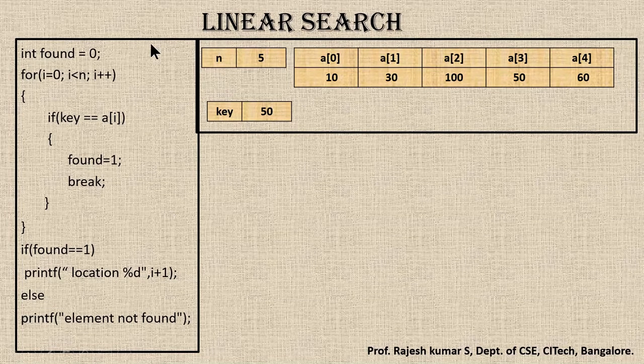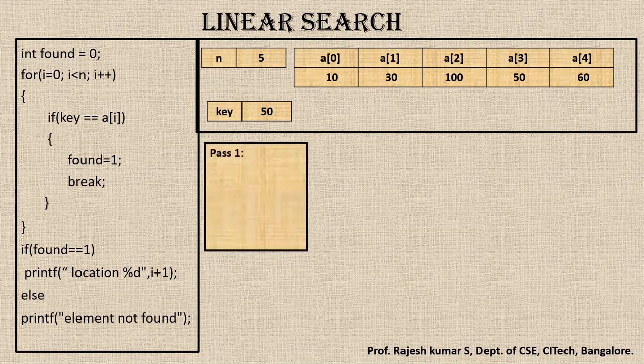For this, what is the logic behind the program? int found = 0. A variable called found is initially declared with the value 0. Why do we use found? After performing the linear search, if the found value still remains 0, it means the key element is not found. If the key element is found, then the found value is changed to 1. So let us see how it works in the first pass.